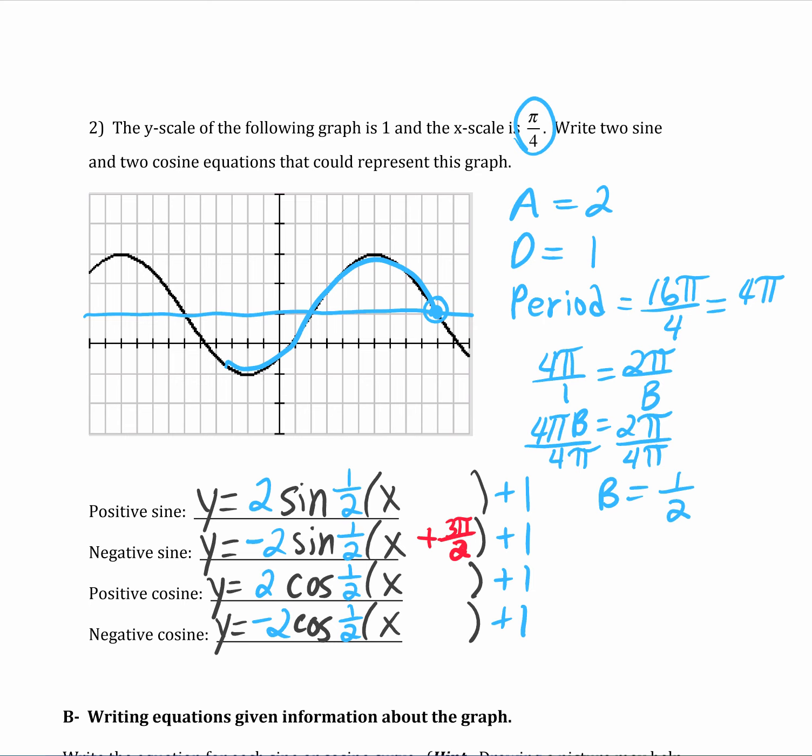And then if I want to do a positive sine graph, I want to start here and go up. So that's just going over 2 pi/4 to the right, which would simplify to pi over 2. And because we're going to the right, we want to put minus pi over 2.